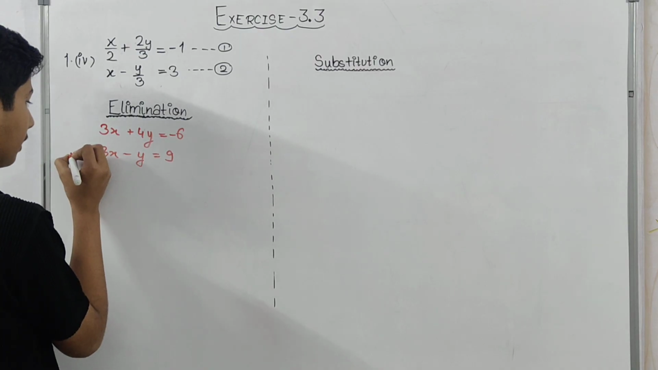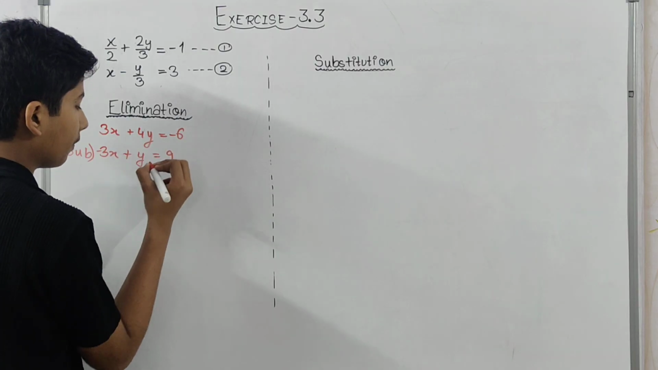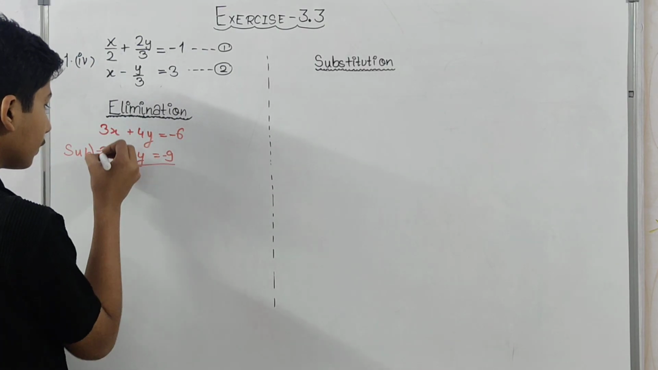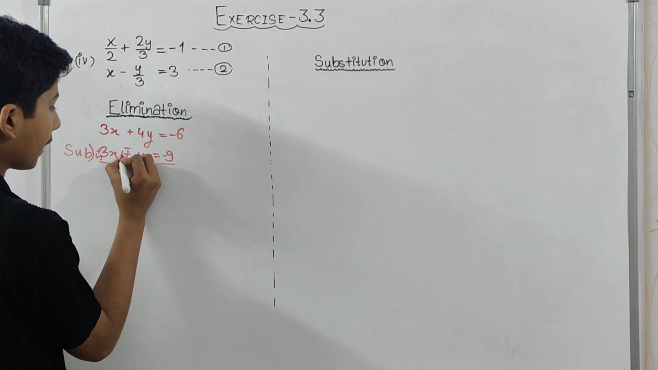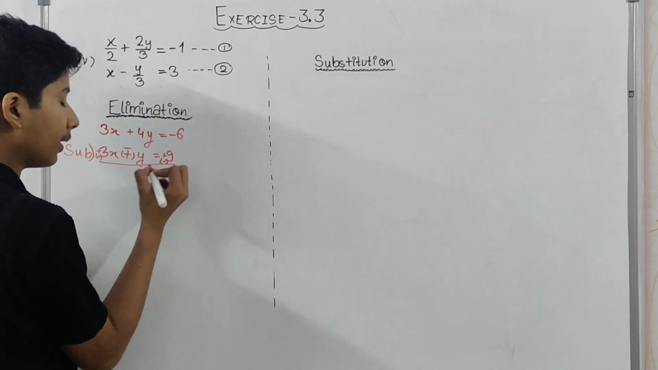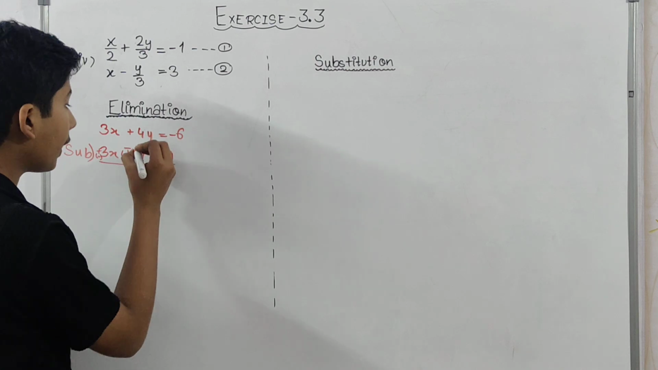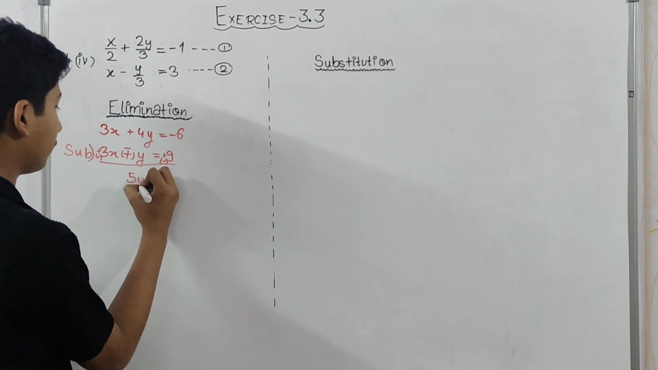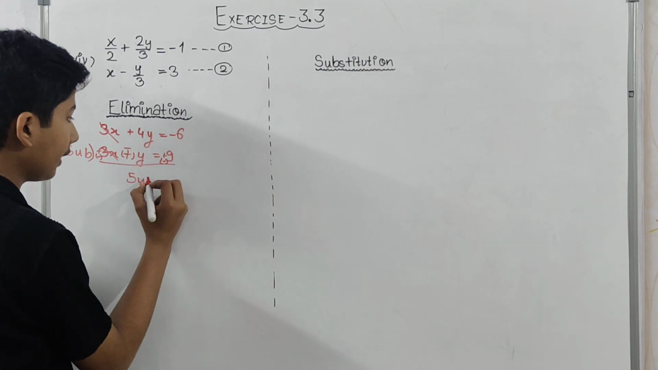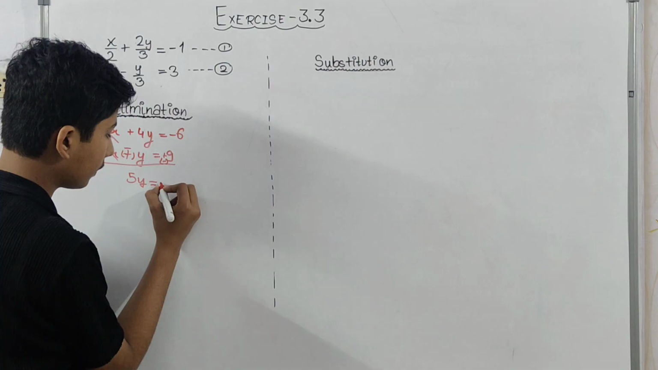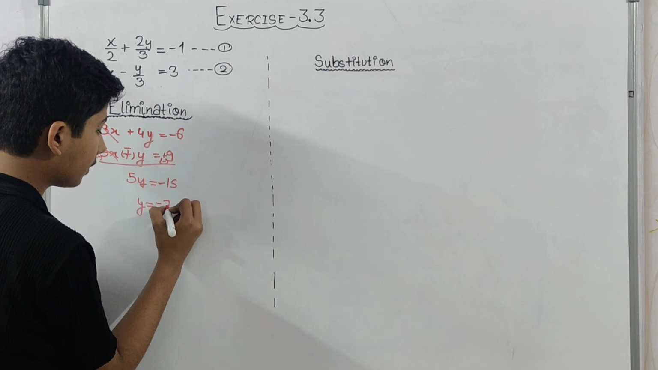Now if we subtract these, because of subtraction, this will become minus, this will become plus, this will become minus. So this was plus, this became minus, this was minus, this became plus, this was plus, this became minus. So 4y plus y is 5y. 3x minus 3x is 0, equals minus 6 minus 9, minus 15. So the value of y is minus 3.